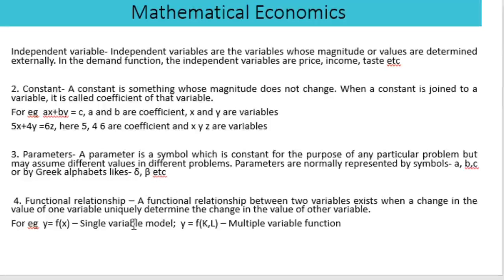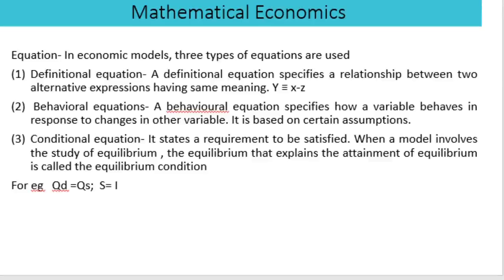A functional relationship between two variables exists when a change in the value of one variable uniquely determines the change in the values of another variable. For example, y equal to f(x). It is a simple single variable model. Y equal to f(K, L) is a multiple variable model. That is, when a change in one of the variables results in a change in the other variable, such relationship is known as the functional relationship.